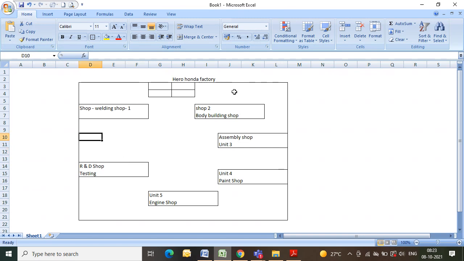And then the last is your packing shop. Okay? So this is your packing shop. And in between, there is a centralized store.